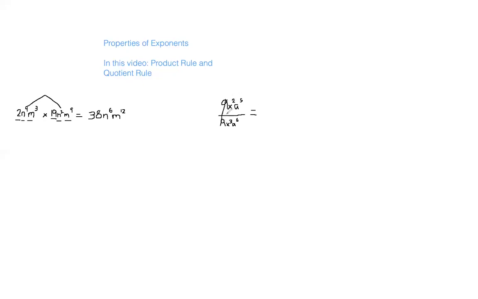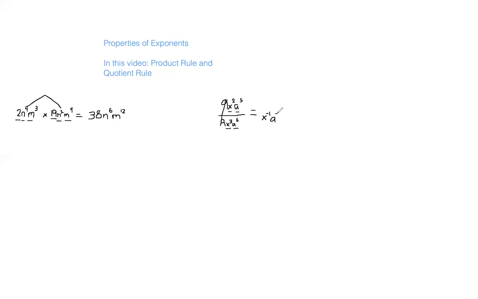But when we see a common variable here, x and x, and then a, we're going to subtract from bottom to top. So x squared divided by x to the third is x to the 2 minus 3, which is negative 1. And then we have a to the fifth divided by a to the sixth. 5 minus 6 is also negative 1.